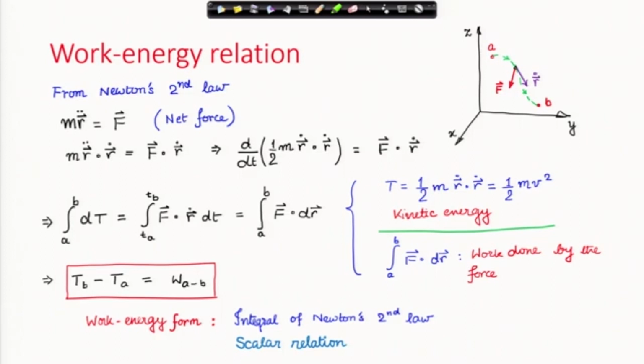This gives us a scalar relation. This is the second important thing to notice. The work energy form gives us a scalar relationship. Therefore, it is an integral of Newton's second law and a scalar relationship. Now, because it is an integral of Newton's second law, it will not generate new information, right. It already has all that information that is there in the second law. It is presenting it in a different form.